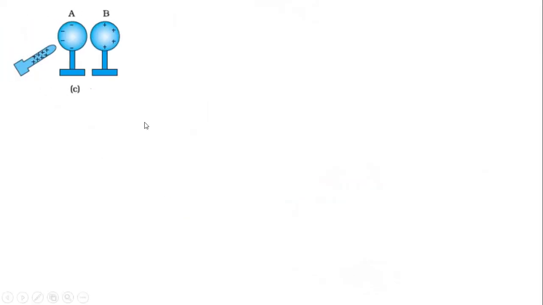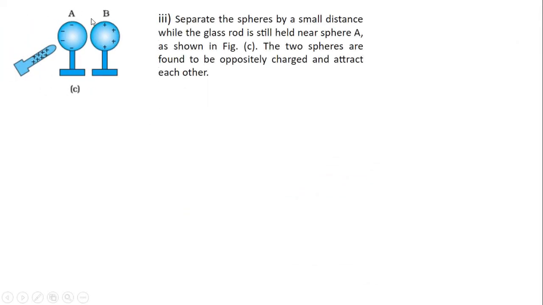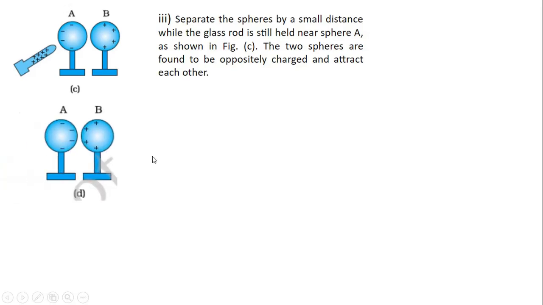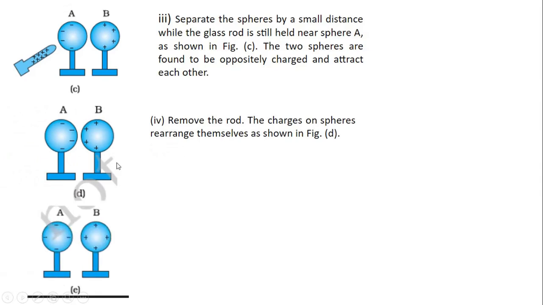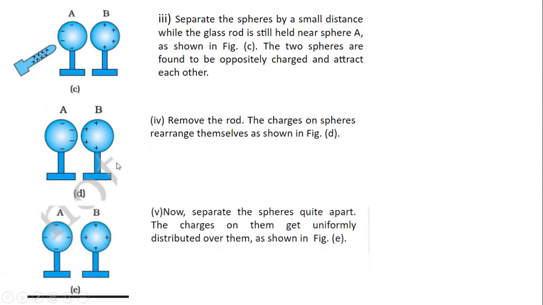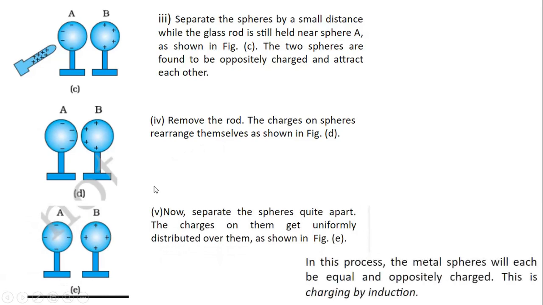Next, what we have to do, if the two spheres are just separated out, then what we will notice is that sphere A is still having negative charge and sphere B is still having positive charge. Now if we remove this charged rod, what we will notice is that the charges on the spheres rearrange themselves, and on further separation the charges get uniformly distributed over them. So in this process we have noticed that the metal spheres will each be equally and oppositely charged.